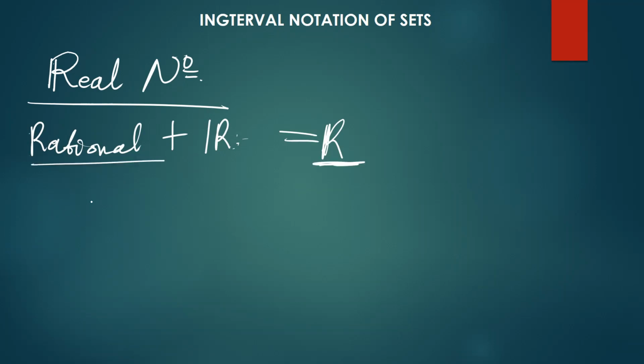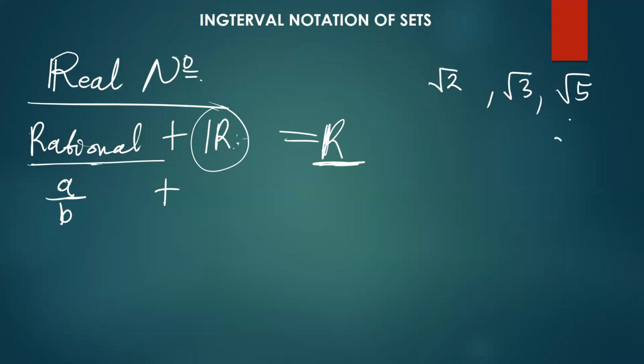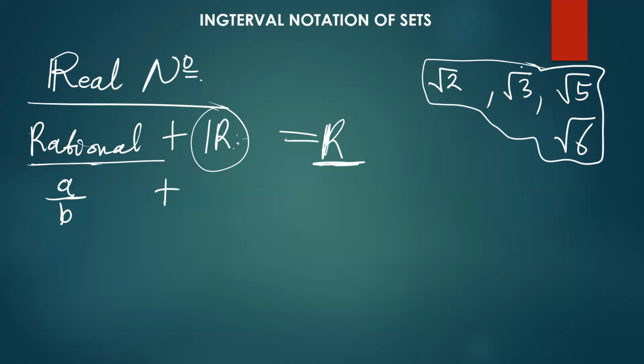Rational numbers are numbers that can be expressed in the form A over B. Any number that you can express in fraction form is called a rational number, and any number that you cannot express in fraction form is called an irrational number. Examples of irrational numbers are the square root of 2, the square root of 3, the square root of 5, the square root of 6. We are going to see how to prove that these numbers are irrational in the next session.